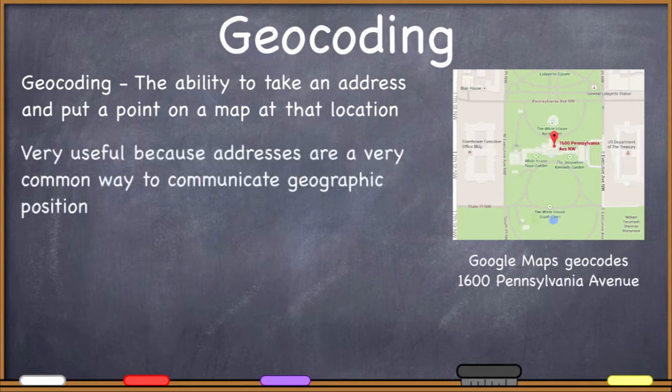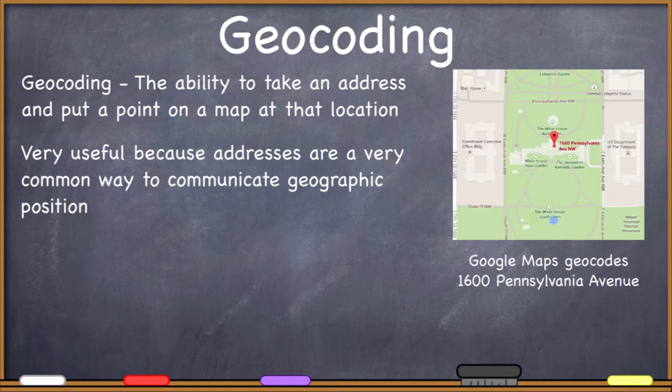And this is very useful and very important because addresses are a very common way to communicate geographic information. Sure, when we need to communicate position, latitude and longitude is fantastic. There are other coordinate systems out there that we could use. But in everyday life, it's very common for us to give addresses whenever we need to get to some place or want somebody to be able to find us or our business.